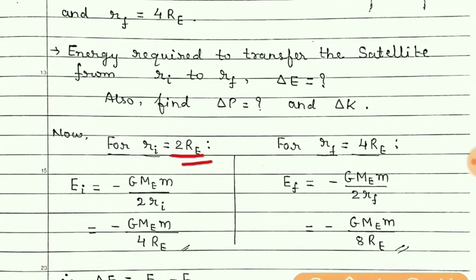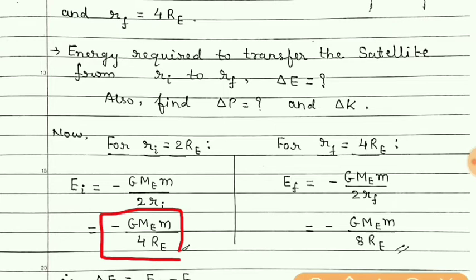We know that the total energy of the satellite is given by minus GMEM upon twice of Ri. This is the formula for the total energy. So in place of Ri, we will put 2Re. So we got the initial energy to be minus GMEM upon 4Re.